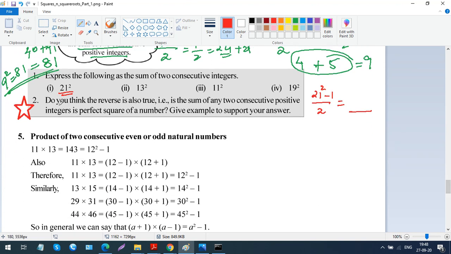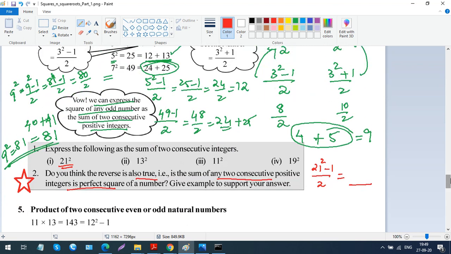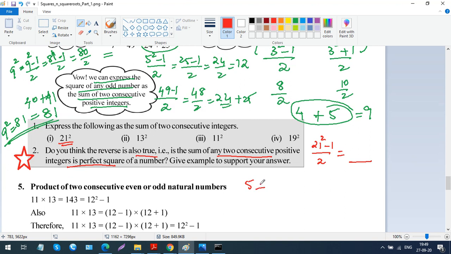Now, do you think the reverse is also true? That is, the sum of any two consecutive positive integers is a perfect square of a number. I told you that 3 square could be written as 4 plus 5, 5 square could be written as 12 plus 13, and so on, right? So if the sum of any two consecutive positive integers is given, can you say that it is going to be a perfect square? No, we can't. If I say 5 plus 6, that's going to give you 11, right? It's not a perfect square.